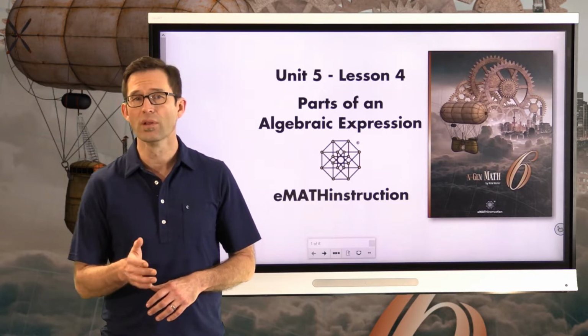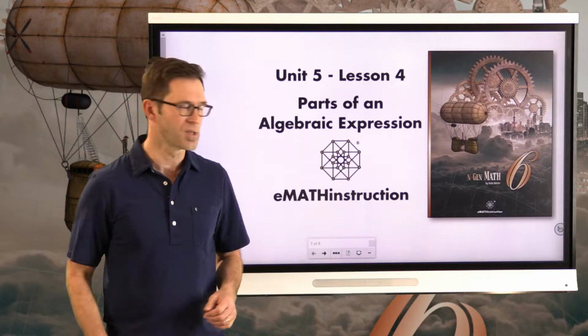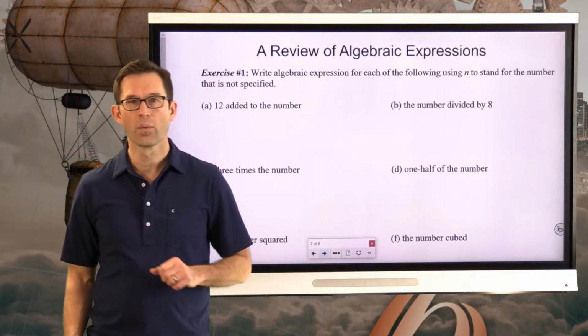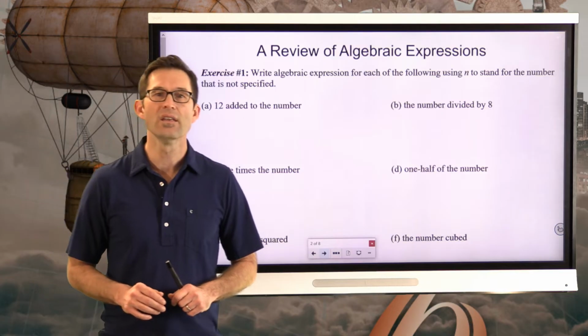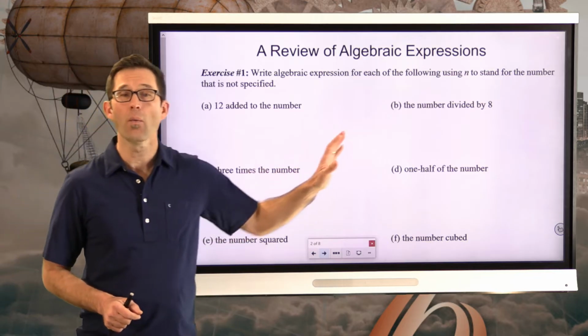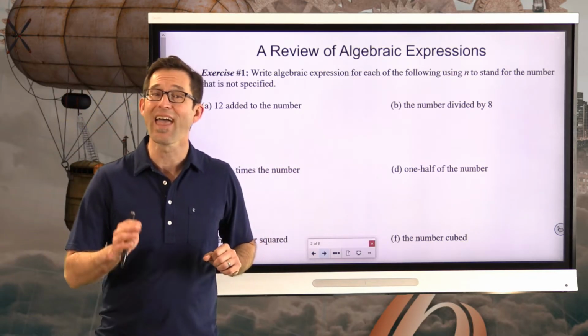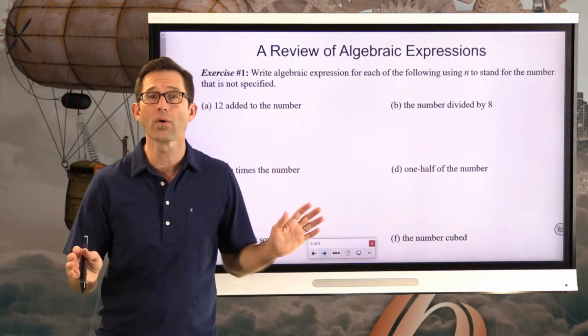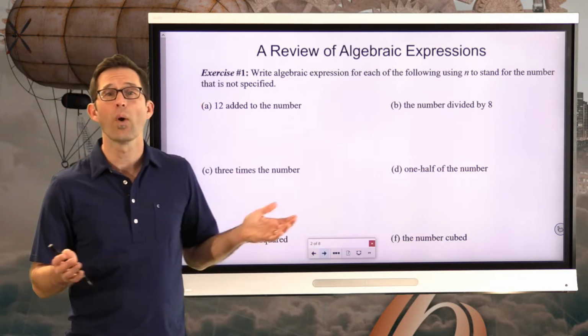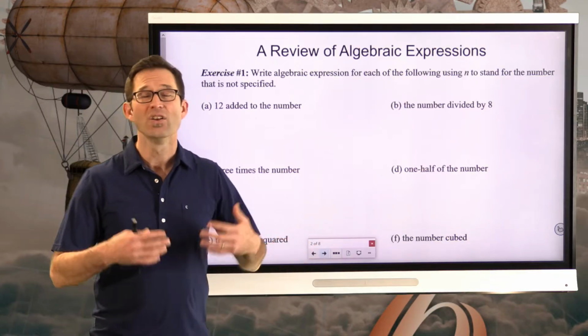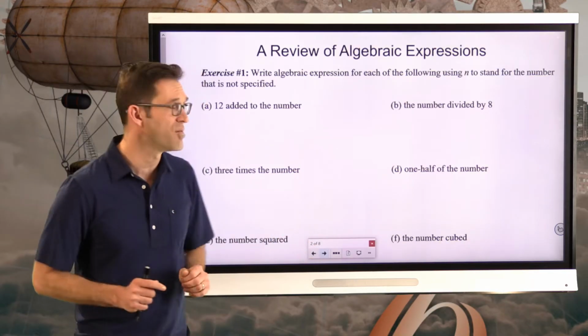But let's start off with a little bit of a review problem just to get our legs underneath us. Here we go. Exercise number 1. Write algebraic expressions for each of the following using n to stand for the number that is not specified. All right. Easy enough. Let's do letter A together, then have you work on the rest of them on your own. So letter A just says 12 added to the number, right? So simple. Again, we're using n as the variable here.